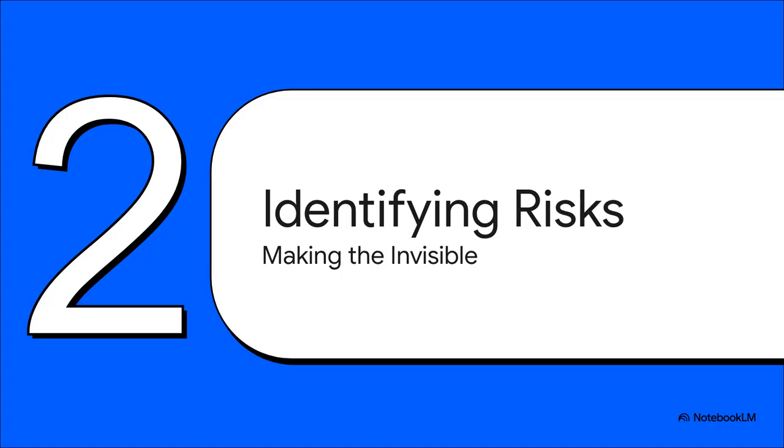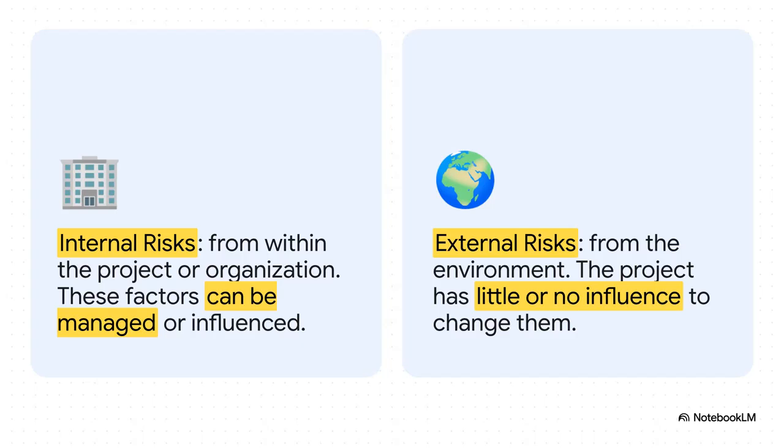Okay, now we're rolling up our sleeves and getting practical. You can't manage a risk you don't even know exists, right? So this first step is all about making the invisible visible. It's about pulling all those potential problems out of the shadows and into the light where you can deal with them. So, where do these risks come from?